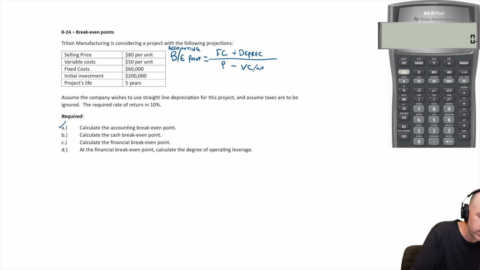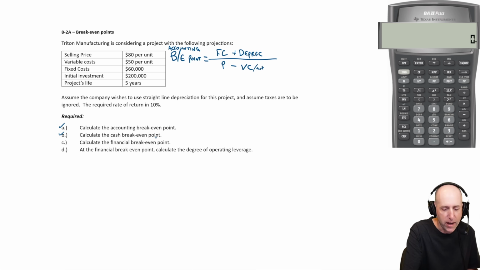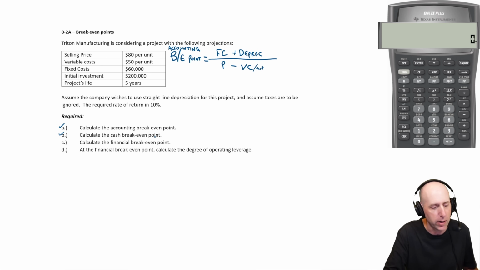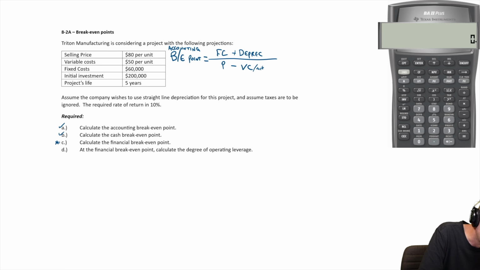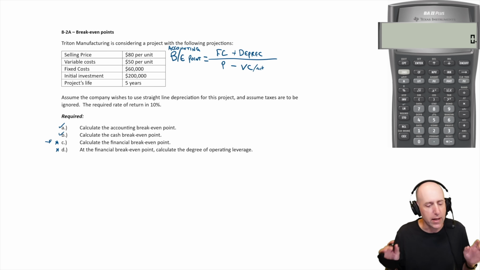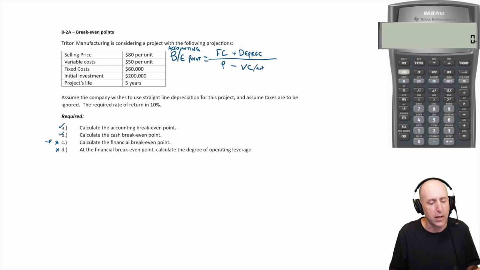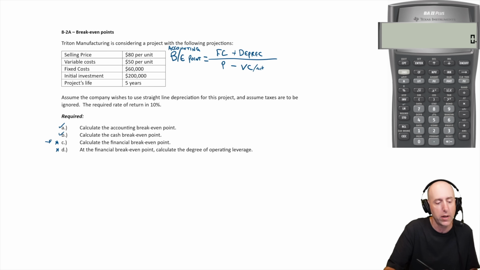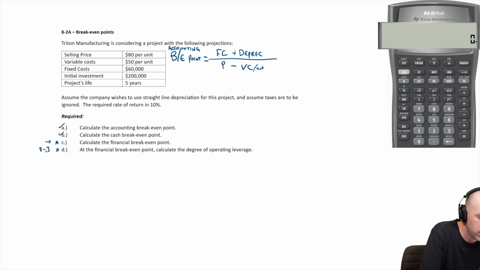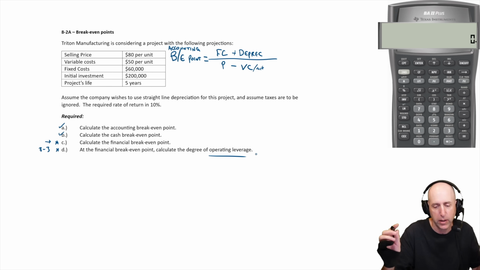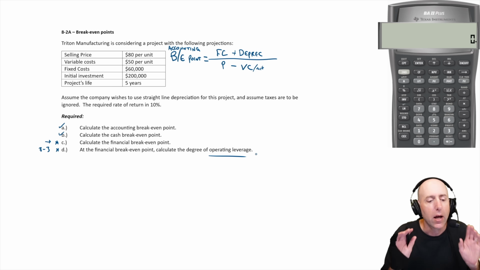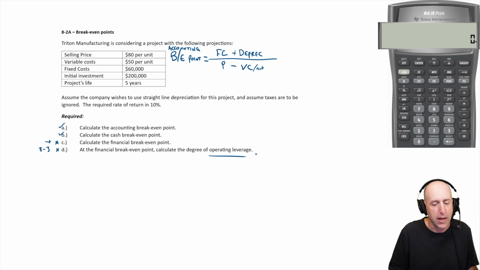We're going to calculate the accounting break-even point. We've already done that. We're going to calculate the cash break-even point. Again, we did that in 8.1a, but the new material here is parts C and D, and pay particular attention to part C. That's the new ground we're breaking. Part D, we're going to explore more in problem 8.3, operating leverage, but we'll get to that when we get to it.